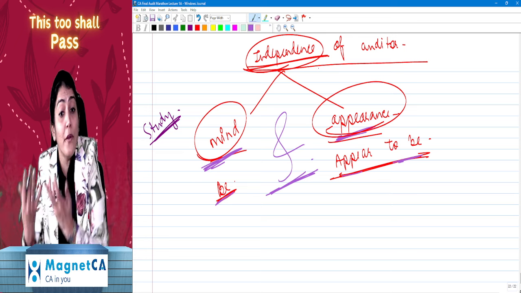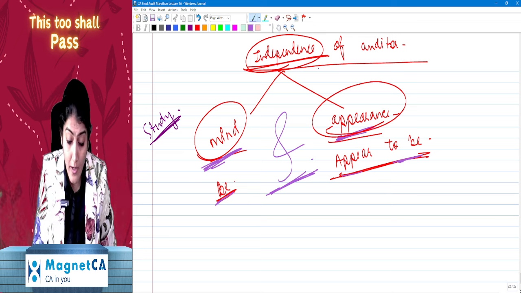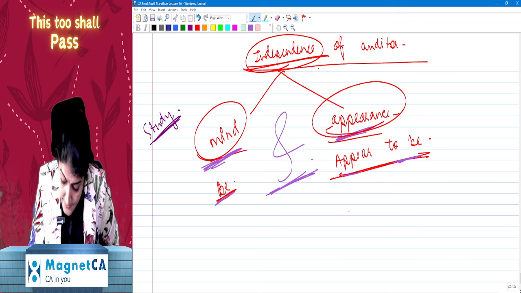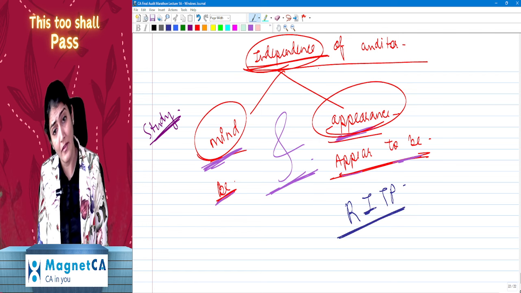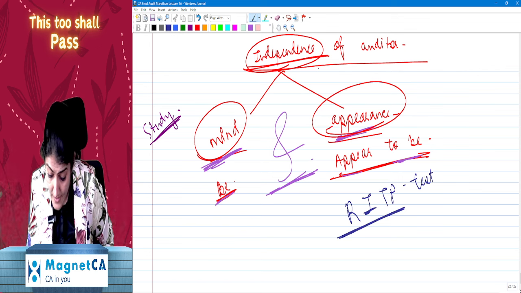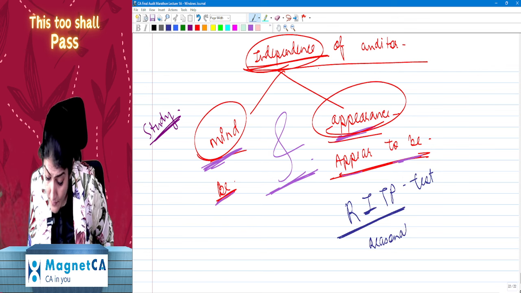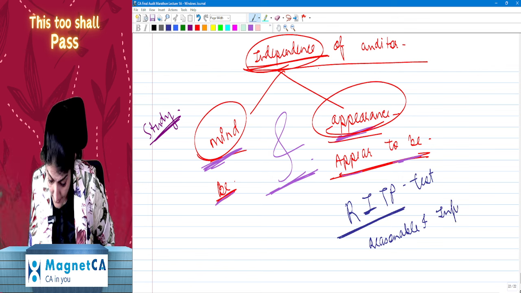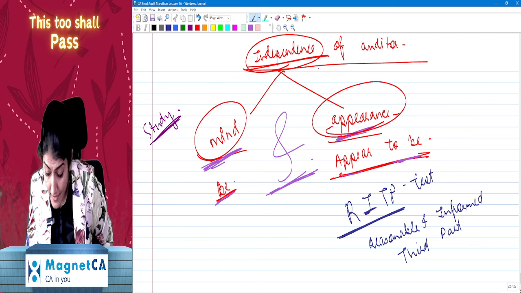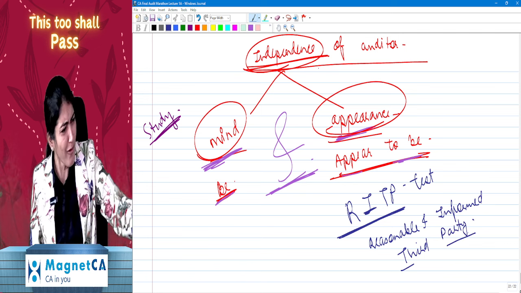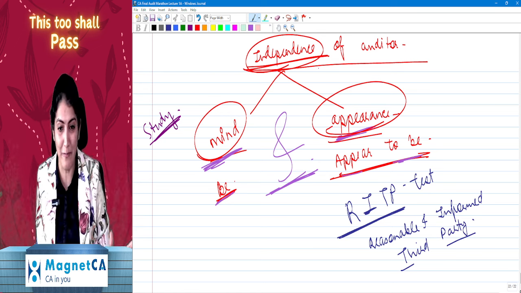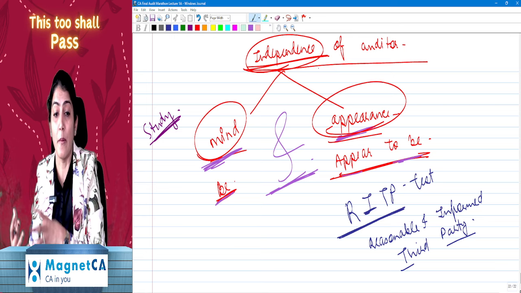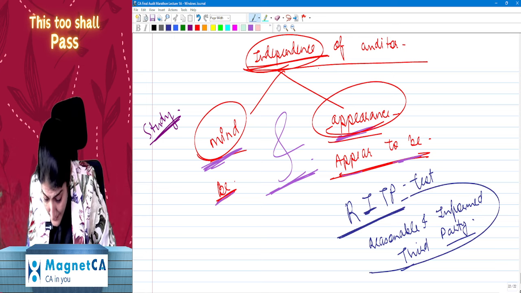Now, to whom should I appear to be independent? So here they have introduced the concept of the RITP. Does everybody know what RITP is? The reasonable and informed third party test. You are saying, ma'am, I am independent. Okay, agree, that is as per your mind. But if I ask a reasonable and informed third party, what do you think about this auditor, do you think he is independent? If they say, yeah, he appears to be independent, then it is independence in appearance also. Right? So, a reasonable and informed third party.